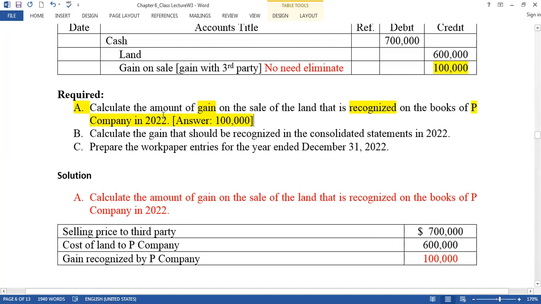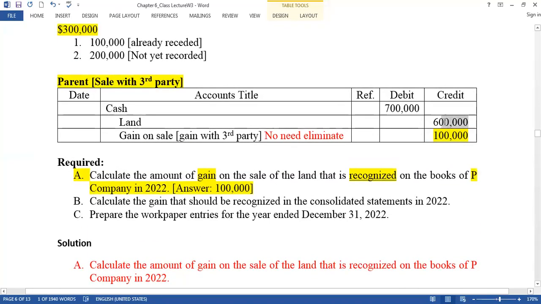What did question one say? Calculate the gain of the sale of land that is recognized. It is called recognized if you sell it to a third party. So the parent company sells it to the third party. What is the cost of the parent company? The parent company's cost is $600,000 and they sell it for $700,000. So they record a gain of $100,000. This is the recognized gain for the parent company.